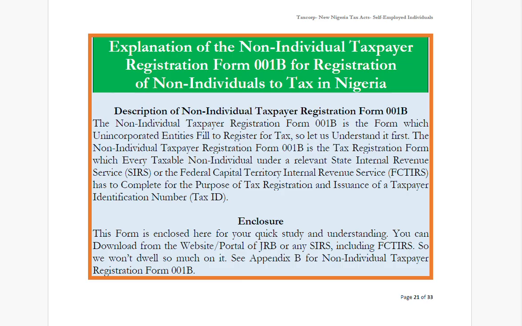Enclosure. This form is enclosed here for your quick study and understanding. You can download it from the website portal of Joint Revenue Board or any state internal revenue service, including FCTIRS. So we won't dwell so much on it, we won't waste so much time on it. But please see Appendix B for a copy of this particular form.